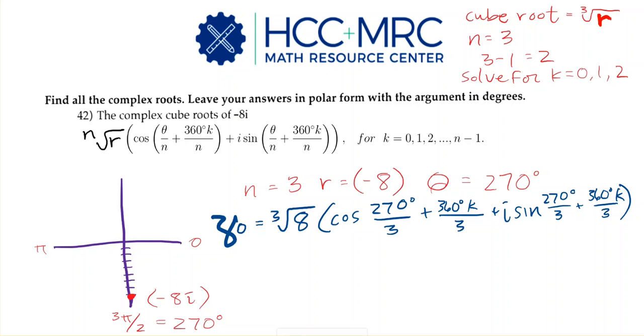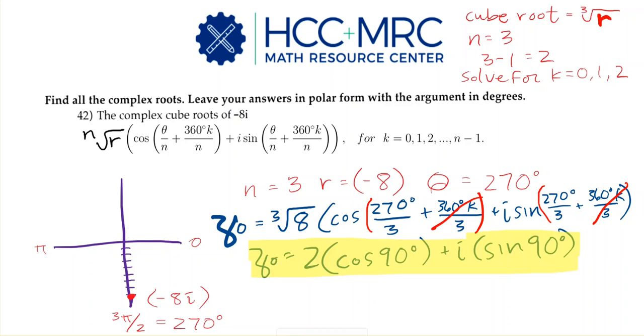In the step right below, I went ahead and filled in those variable values to give us an unsimplified version. So we have z of 0 equals the cube root of 8 times cosine 270 degrees over 3 plus 360k over 3, plus i sine 270 degrees over 3 plus 360k over 3. In this case, we know that k equals 0, so we can go ahead and get rid of these, which leaves us with z of 0 equals 2 times cosine 90 degrees plus i sine 90 degrees.